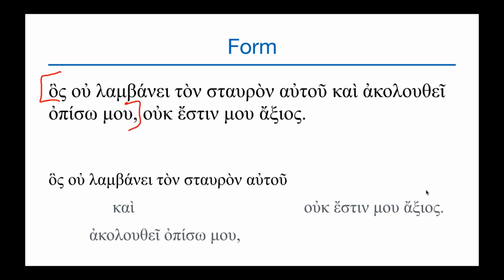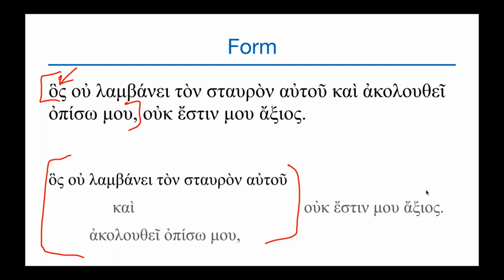All right. So we have this clause that he's kind of put here off to its side. So it's whoever, hos, whoever lambanei. So it's whoever does not, lambano means to take or receive. In this particular situation, it's take up. Take up his cross, stauron, and akolouthei opiso mou.